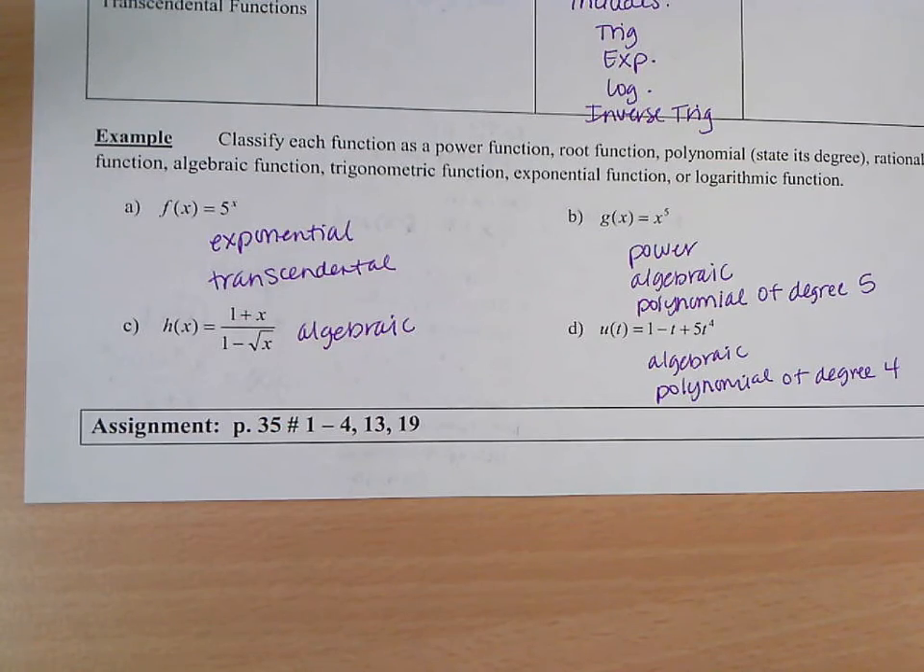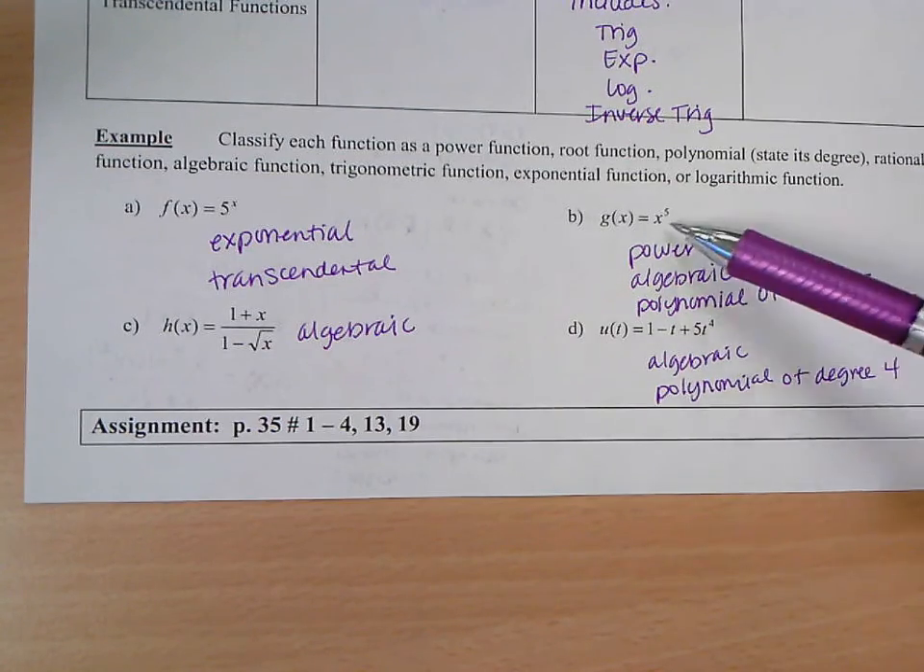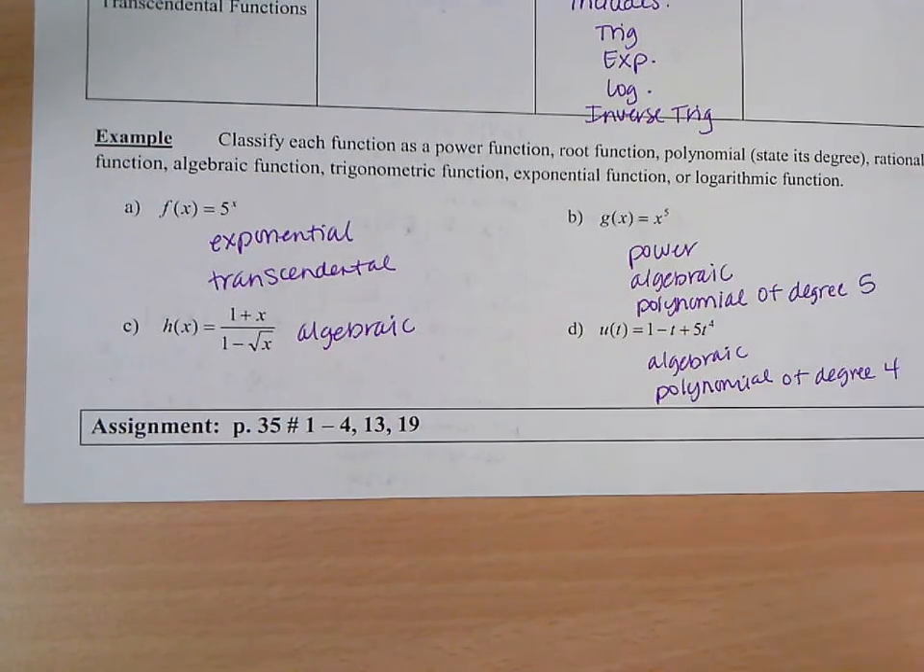How do you know whether or not it's a power function? Yes, if it has one term and only one term, x to a power, it's a power function. If it has more than one term, it's not a power function. It could be a polynomial depending on the exponents, otherwise it's definitely algebraic.